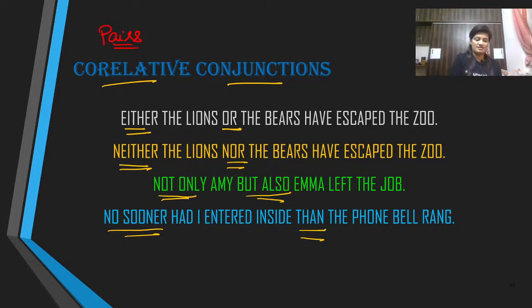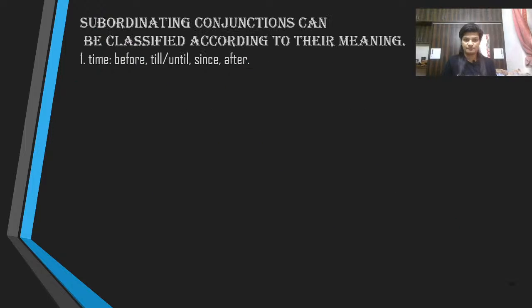Okay, having said that, now let us move on to the next one. Subordinating conjunctions can be further classified according to their meaning, according to their functions. The first one is when they talk about time. For example, before, till, until, since.